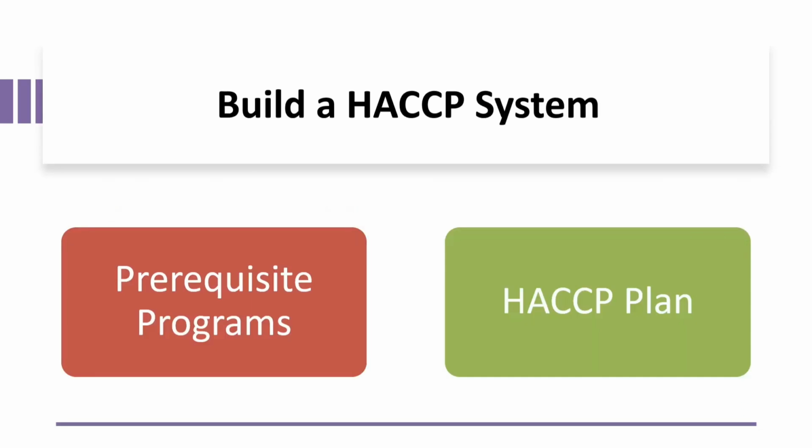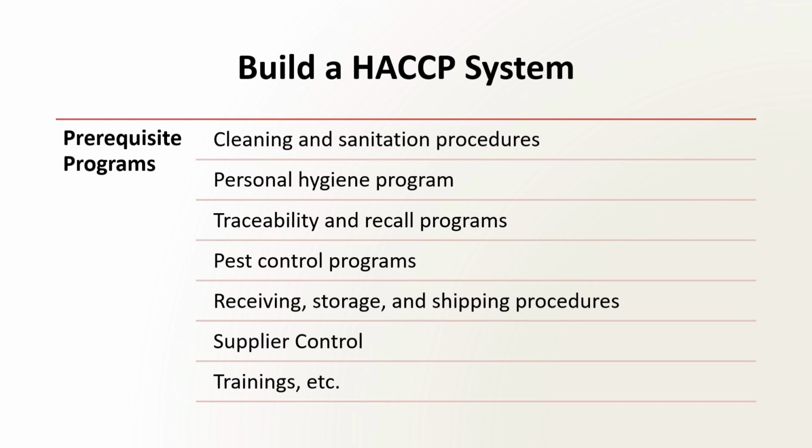To build and implement a HACCP system requires that prerequisite programs and HACCP plans are implemented. The prerequisite programs are programs that are put in place in the company to control hazards in the environment and prevent contamination of the product. Prerequisite programs provide a hygienic environment, operating conditions, and good manufacturing processes for personnel that reduce the risk of contamination of the food product. Common prerequisite programs may include, for example, cleaning and sanitation procedures, personal hygiene, traceability and recall programs, pest control programs, trainings, receiving, storage, and shipping procedures, among others.